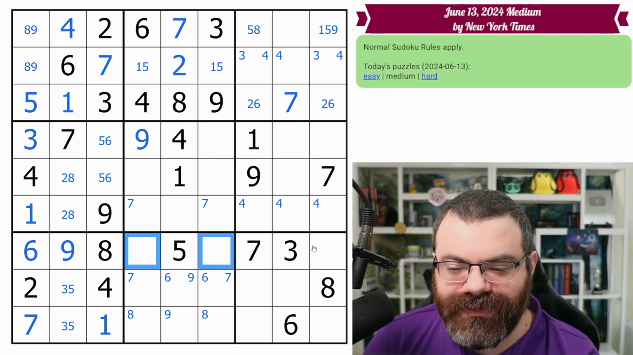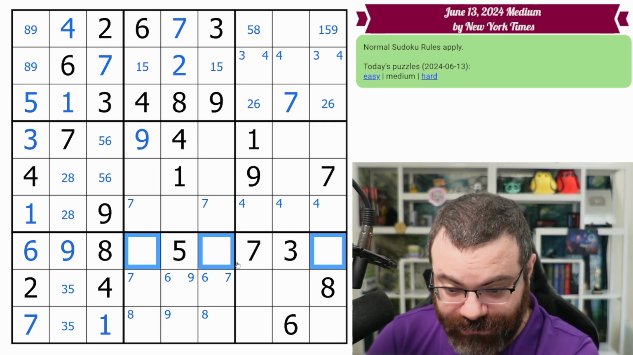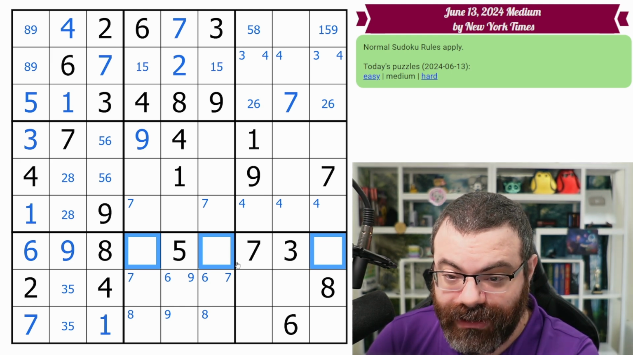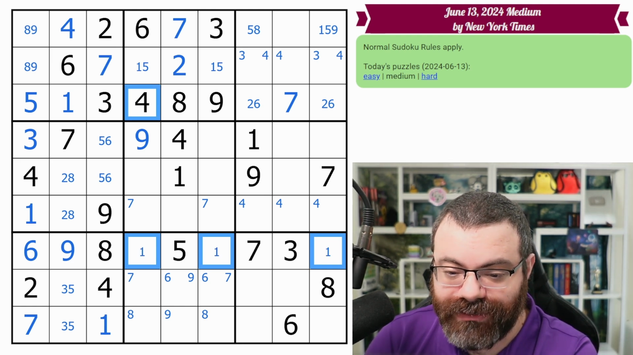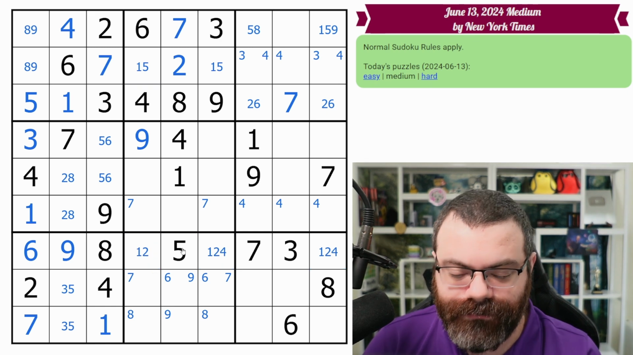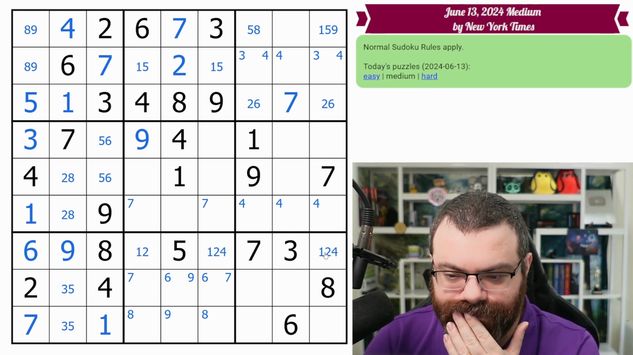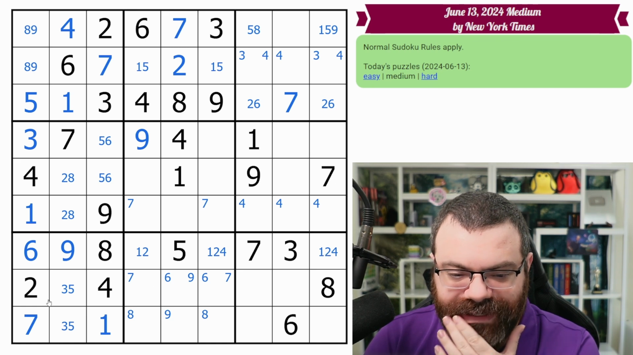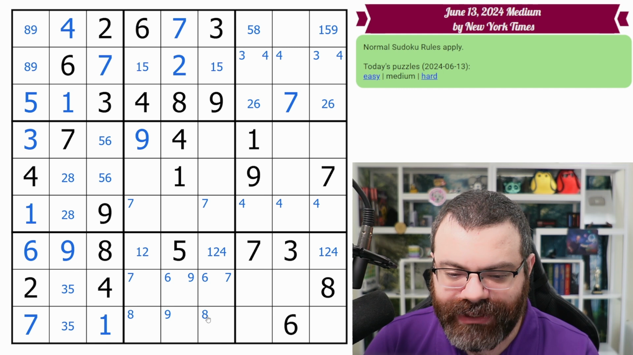Also, this row has been reduced to 3 cells. So let's look at that. We need 1, 2, and 4. The only thing I'm seeing is this 4 right here. So it's just 1, 2, 4, and this one's not a 4. Okay. Anything else to follow up on here before we move on? I don't think so. I think that's it for now.